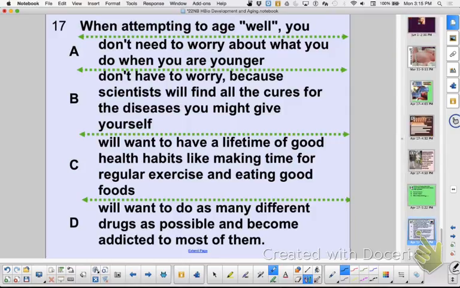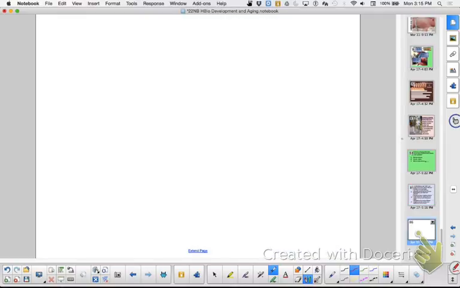Good. When attempting to age well, you don't need to worry about what you do when you are younger. True or false? False. You don't have to worry because scientists will find cures for the diseases you might give yourself. False. We'll want to have a lifetime of good health habits like making time for regular exercise and eating good food. True. We'll want to do as many different drugs as possible and then become addicted to most of them. False. So glad you got that one.